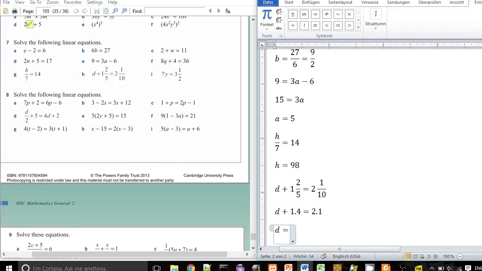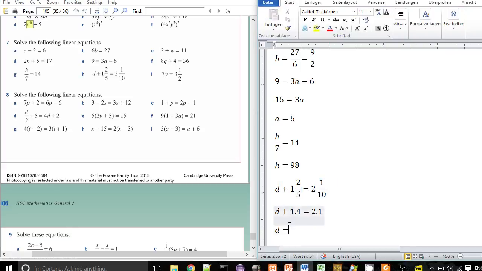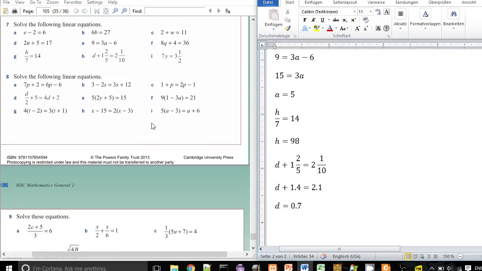Now we do the same as usual. Minus 1.4 from that. Even if you didn't know what these were, you could use a calculator. You just need to get rid of this, so you minus it from that. But 2.1 minus 1.4 is 0.7. Okay? Alright, where are we at?